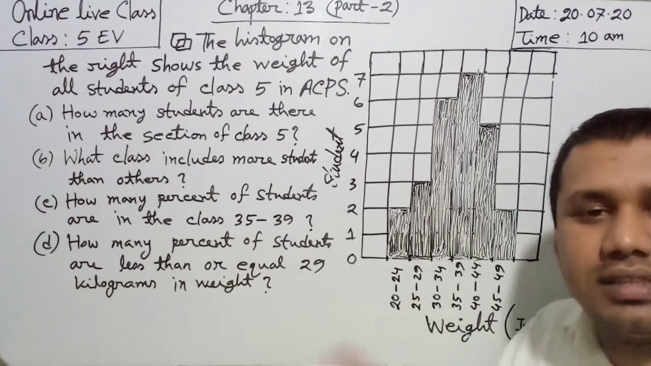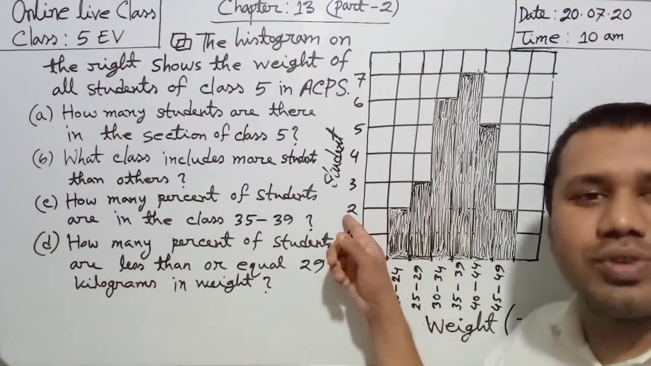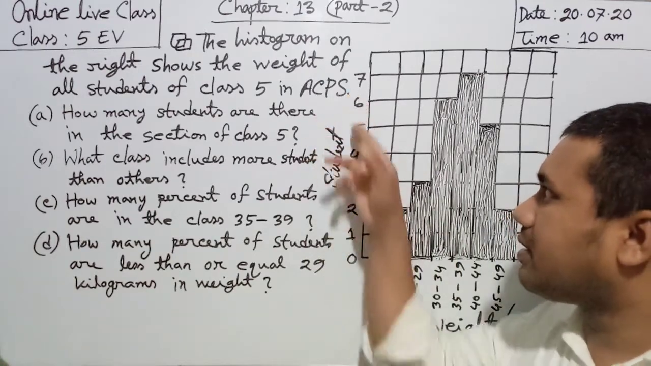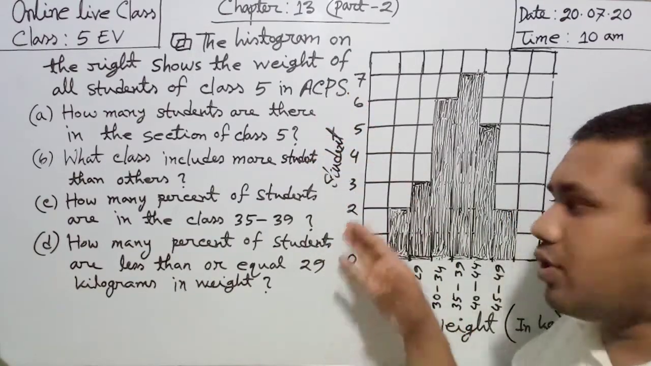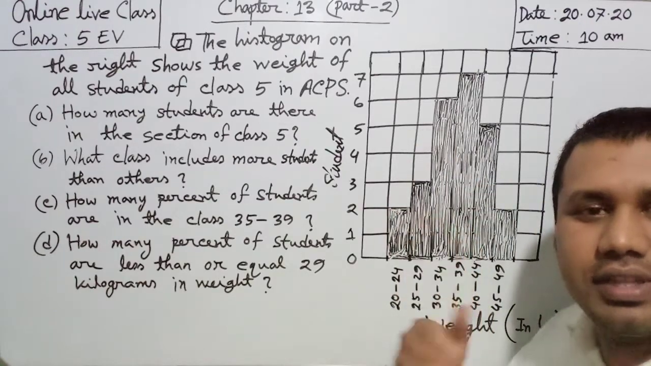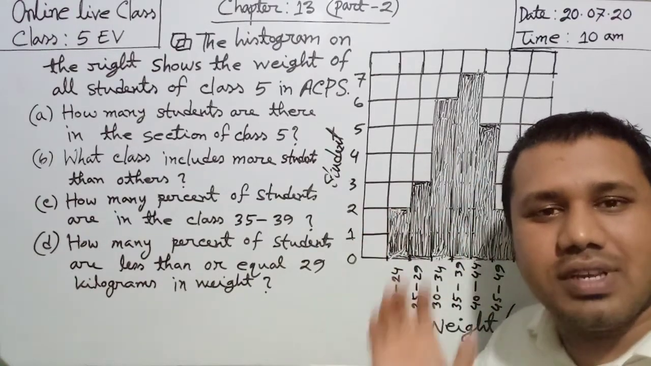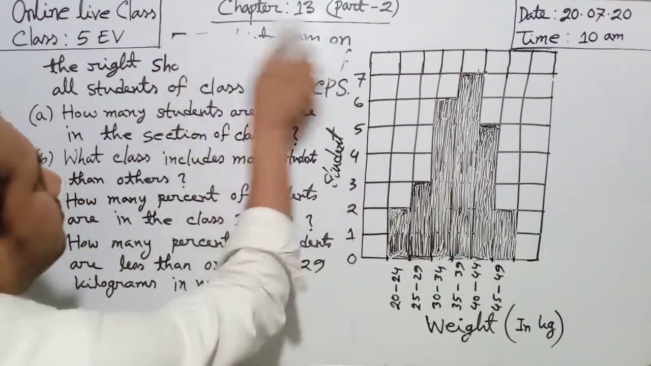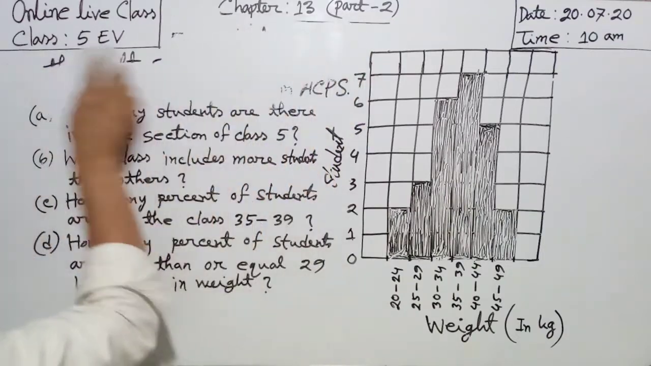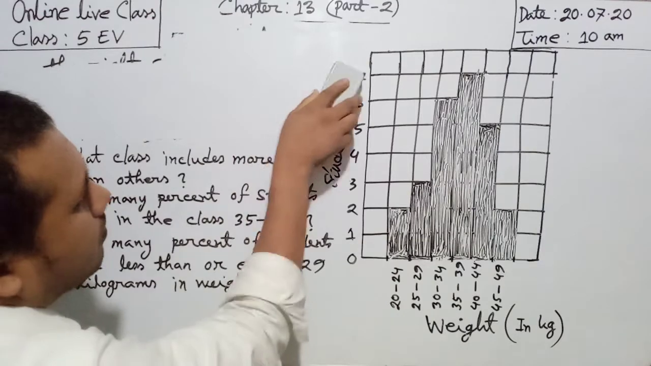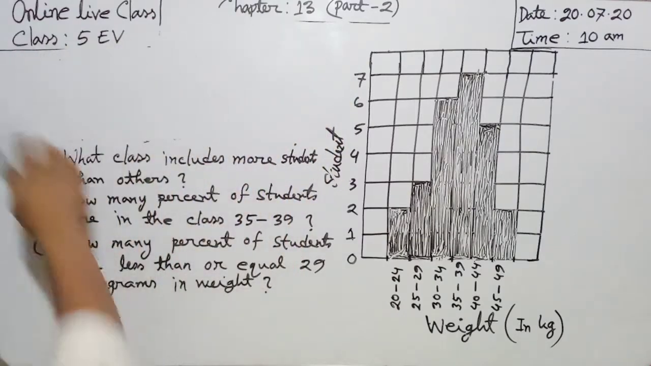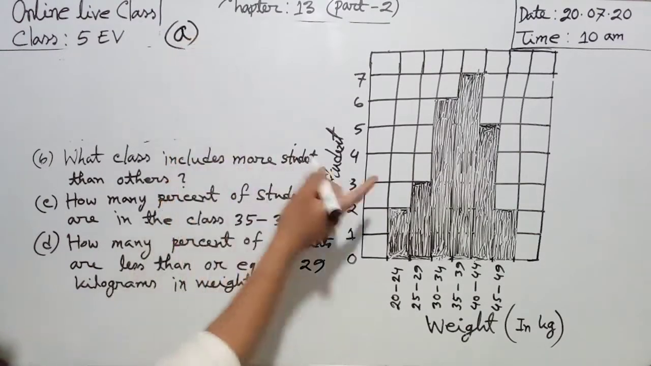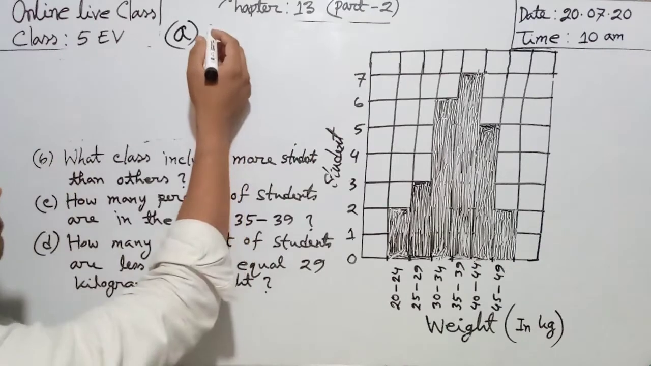45 to 49, this weight carries 2 students. Clear? So this is our indicator. Now this number indicates the students. So if we add all the numbers, then we will get the total students in this section. So dear students, now we can write the answer of A.